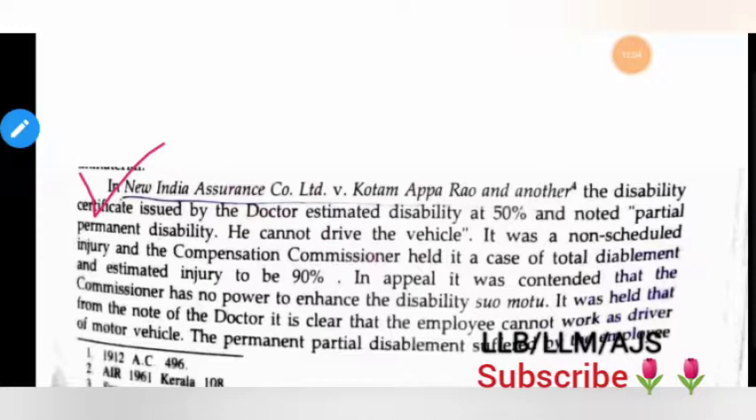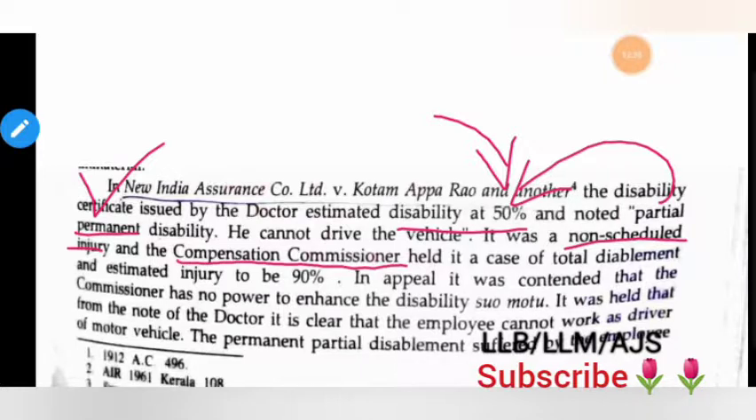The disability certificate issued by the doctor estimated disability at 50% and noted partial permanent disability. Of course, the disability is permanent, but it is partial. That's why it is only 50% disability. He cannot drive the vehicle. It was a non-scheduled injury because it was not included in the schedule of this Act, and the compensation commissioner held it as a case of total disablement and estimated the injury to be 90%. It was the discretion of the compensation commissioner.